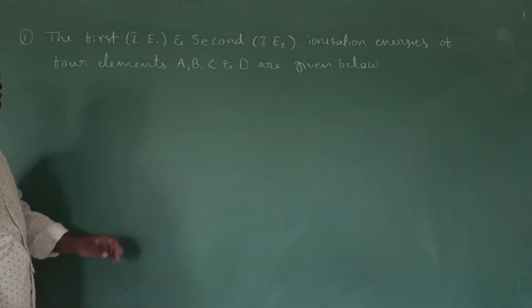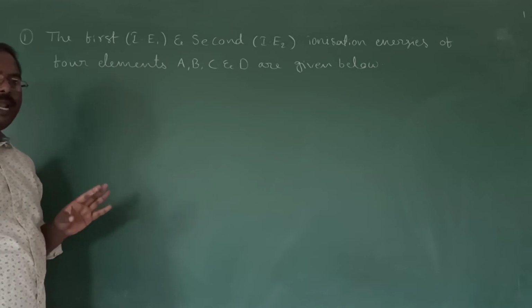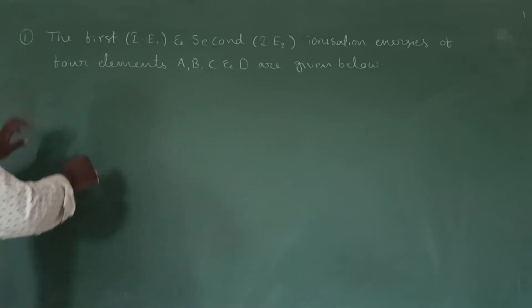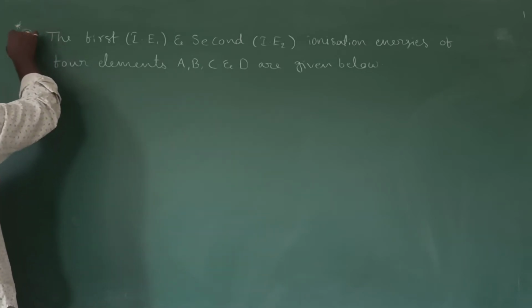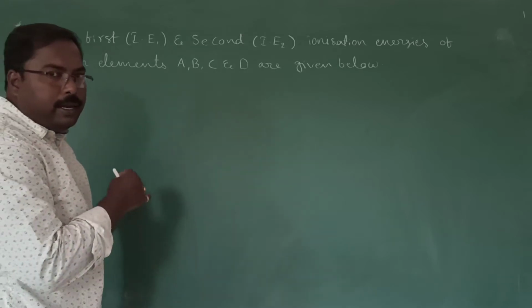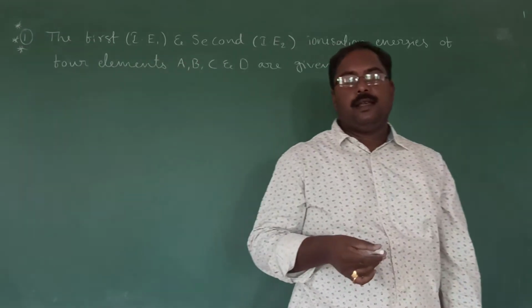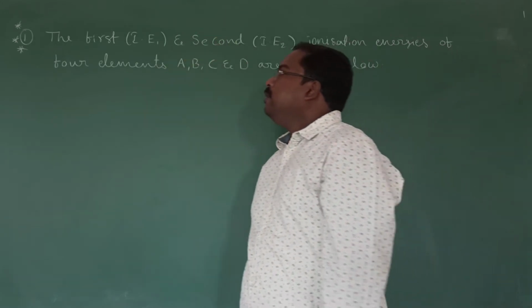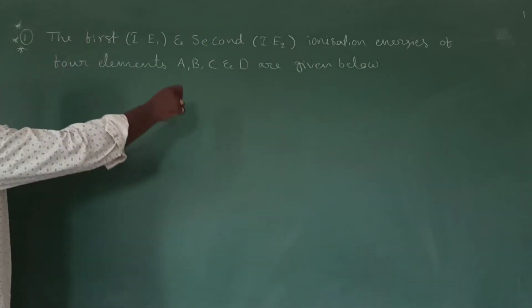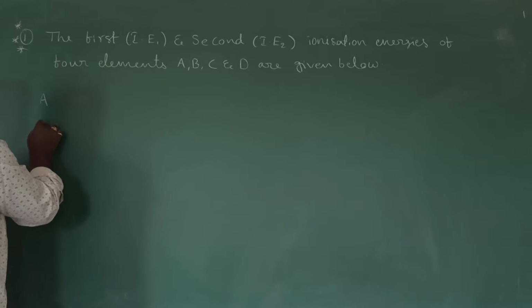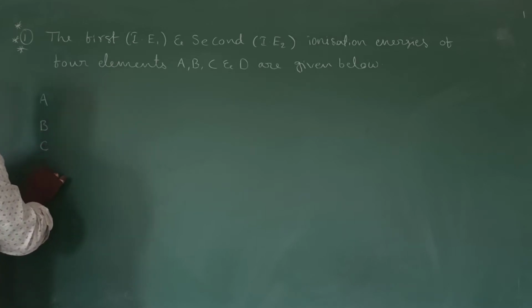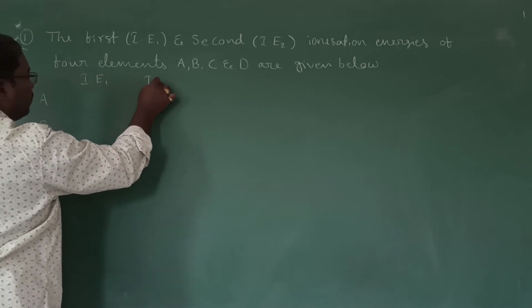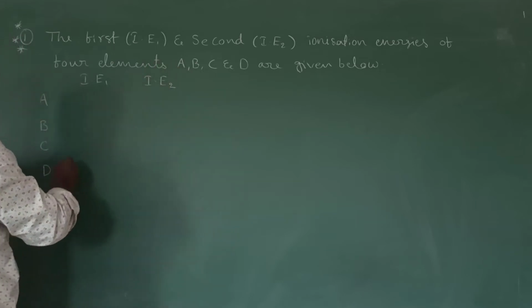The first and the second ionization energy values of 4 elements were given in the question. This question was previously asked in NEET. Even JEE also asked it. Even in NCERT we have a similar type of question. So this type of question is very important. So, 4 elements A, B, C, D. This is ionization energy 1. This is ionization energy 2.